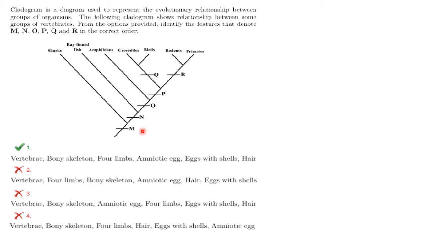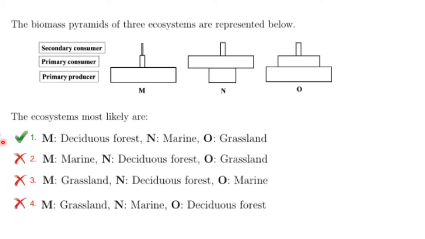M will be vertebrae, and sharks have that vertebrae. Then bony skeleton is for ray finned fish. Then come amphibians, which have 4 limbs, so O will be 4 limbs. Amniotic egg is for crocodile and birds. And egg with shells is for birds, and hair is for rodents and primates. So R will be hair. So the answer will be option 1.